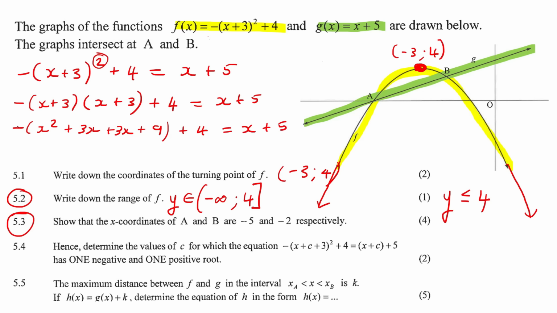Okay, next step, we can now distribute the negative into all of that. So, negative x squared, take away 3x, take away 3x, take away 9, plus 4 equals x plus 5. Now it's just a quadratic equation. You can either take everything to the left or you can take everything to the right. It doesn't matter. So I'm just going to bring everything over to the left.